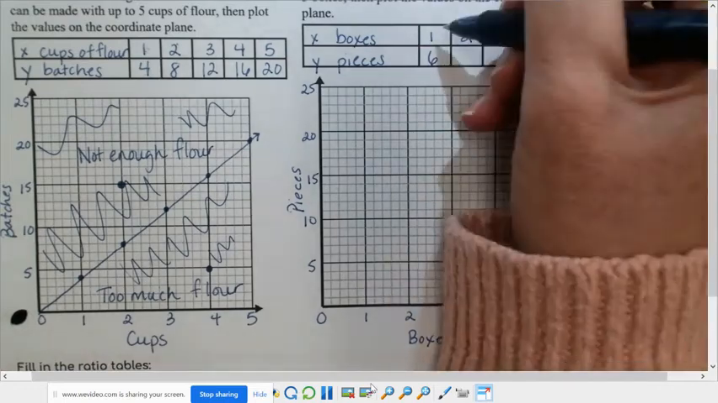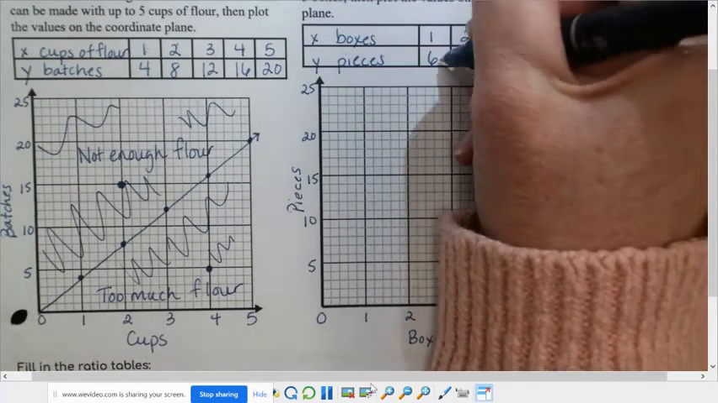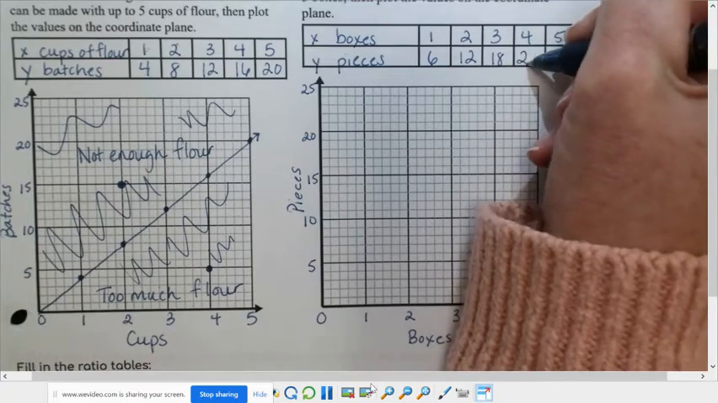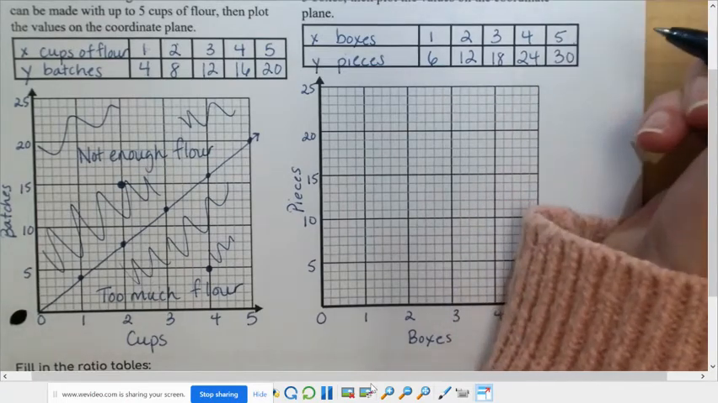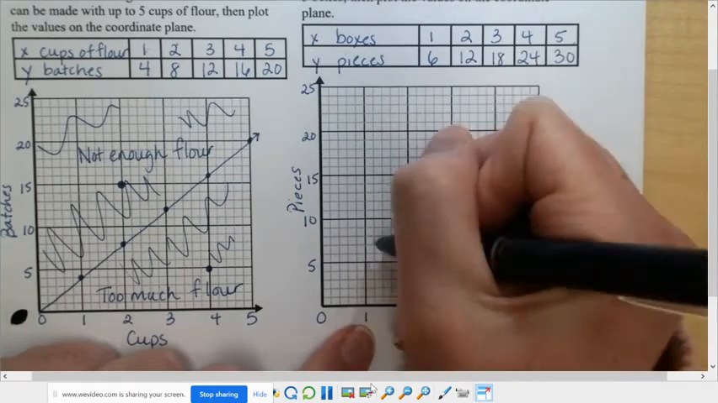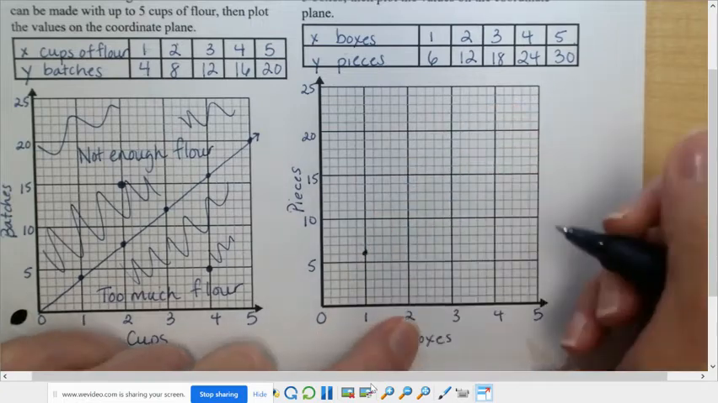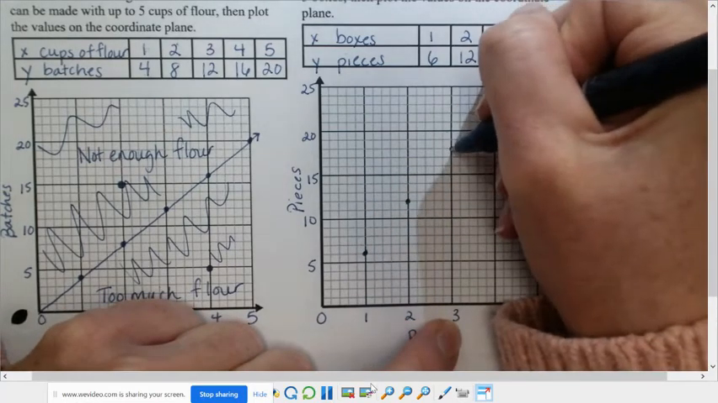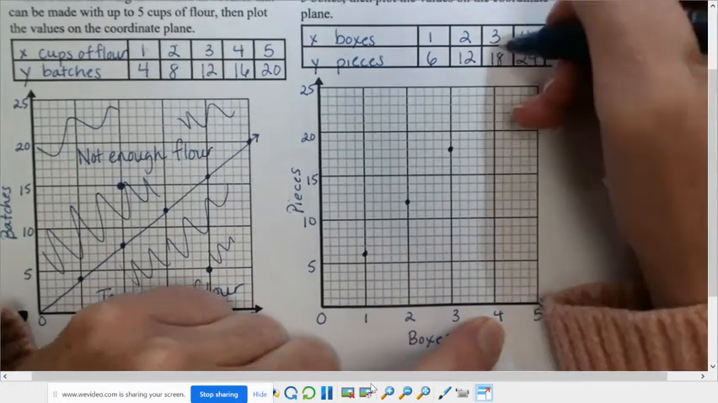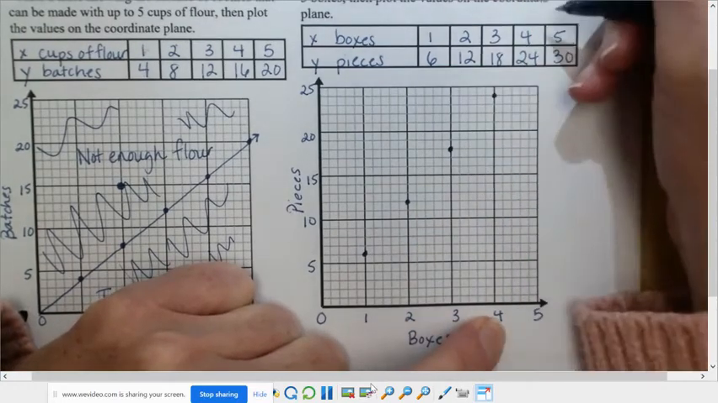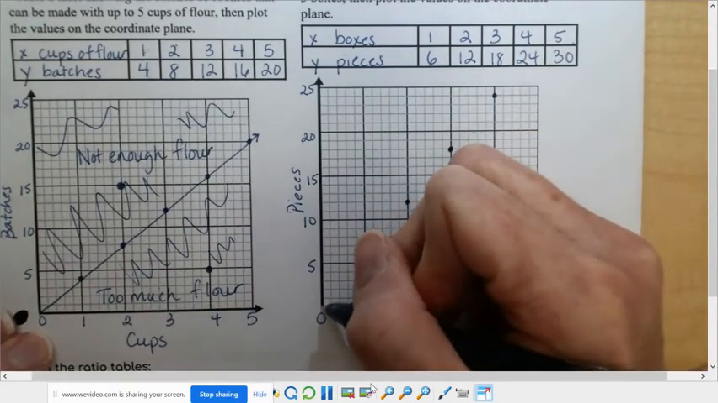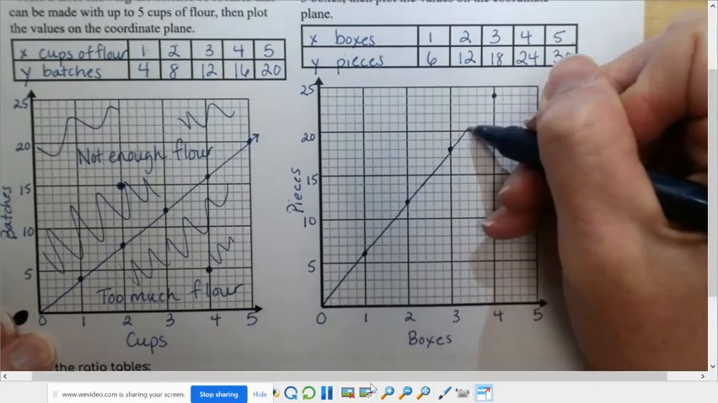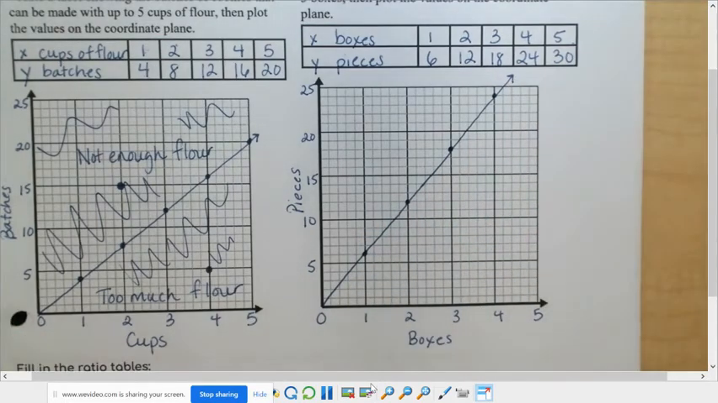All right, so I'm multiplying by 6 each time to get from 1 to 6. So this would be 12, 18, 24, and 30. So I would graph accordingly. One box would be 6 pieces, 2 boxes would be 12 pieces, 3 would be 18 pieces, 4, 24, and then like I said, 5 would go on to 30, and I can't fit that on my graph. So then I just draw a line through my points.